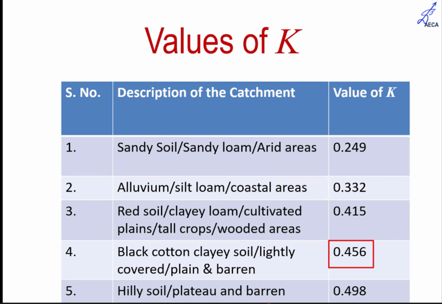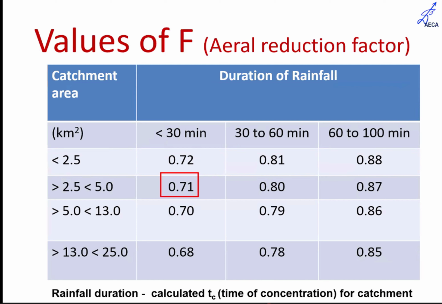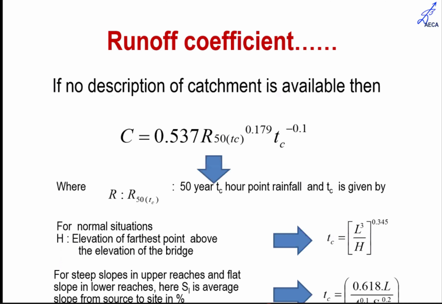For Vardhan-Nanded, we had black cotton clay soil and we used a K value of 0.456. Then the areal reduction factor depends upon the duration of the rainfall and the catchment area. For small values, it moves in a narrow band of 0.7 to 0.85. For smaller catchment and smaller duration rainfall, it is 0.7 to 0.71, and at the largest point it goes to 0.85.